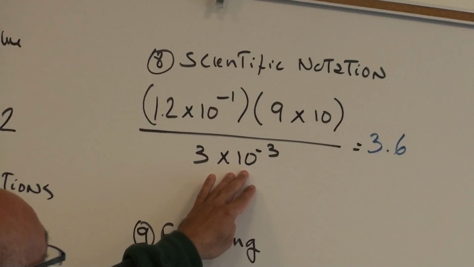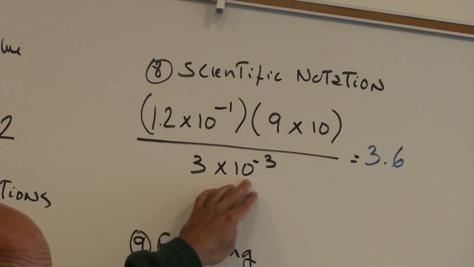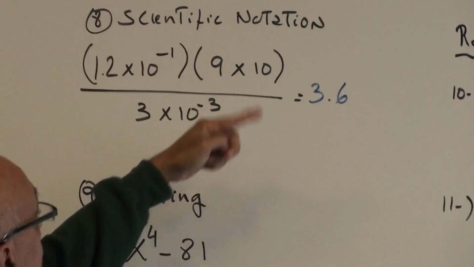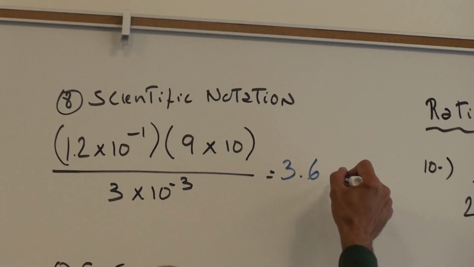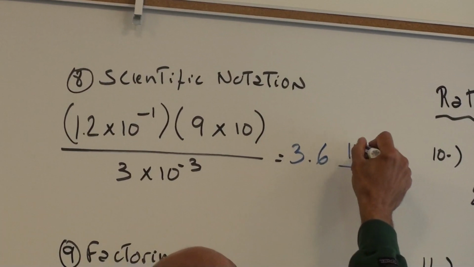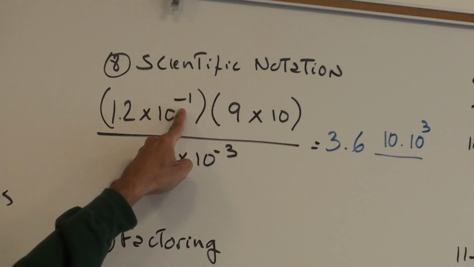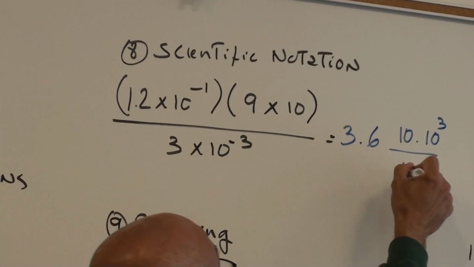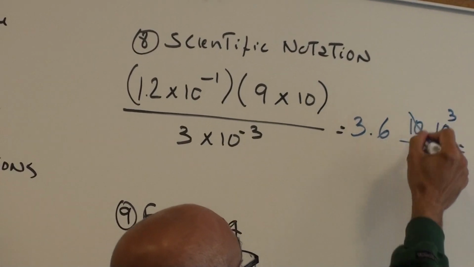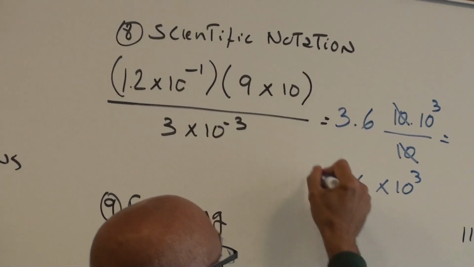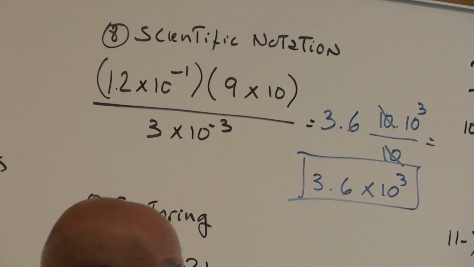If I have this negative, I could convert all these negatives into positive. So I'm going to bring this up. So I'm going to have 10 times 10 cubed, and this negative exponent here comes down. It's going to be 10. So I cancel this 10 with this, so I have 3.6 times 10 to the 3. This is the scientific notation.